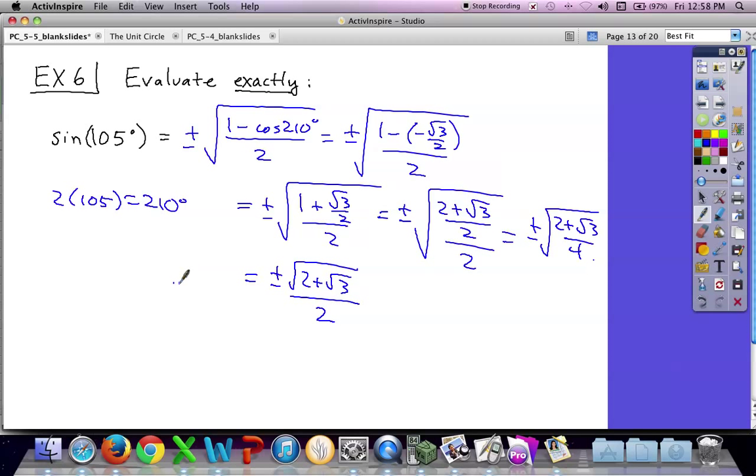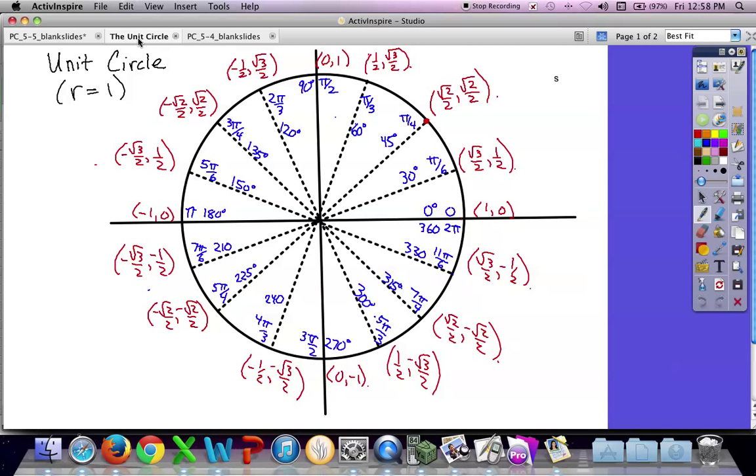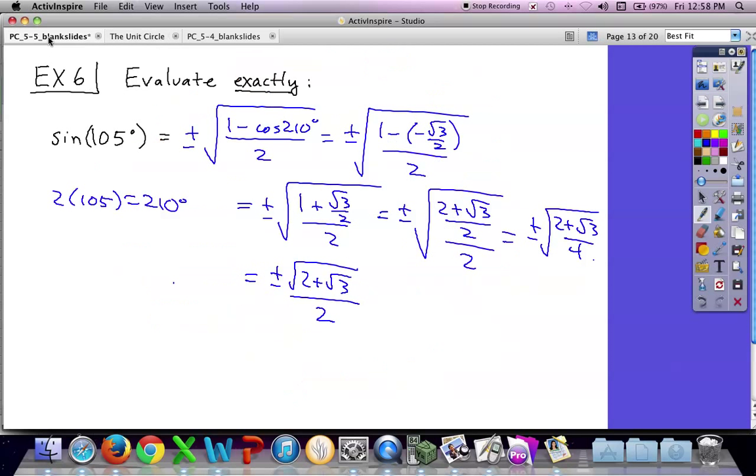Now, the last thing is we'd have to say, well, which quadrant are we in? The sine of 105 degrees. 105 degrees is which quadrant? It's in the second. So we would expect the sine to be positive. It's above the middle, so it's positive. So we go back here and we can say we are choosing the plus.